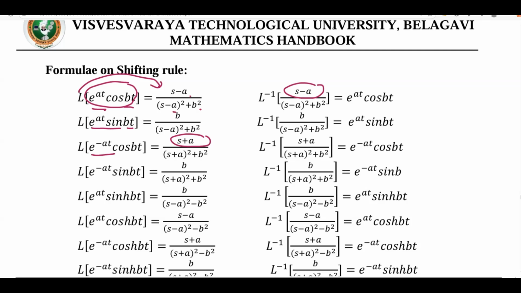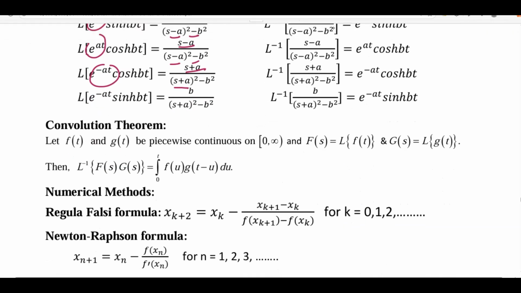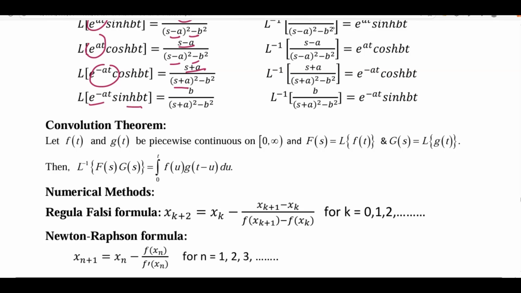For e^(−at) sin bt it will be b, the denominator is the same. Here you have negative, here it will be positive. Then e^(at) sinh bt will be b divided by (s − a)² − b², and e^(−at) cosh bt will be (s + a)/((s + a)² − b²). Then e^(at) sinh bt, b divided by (s + a) whole square minus b square.